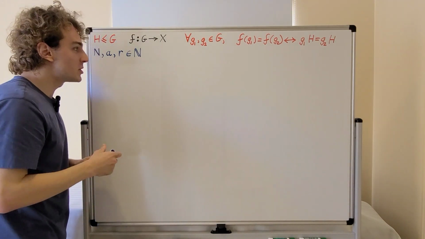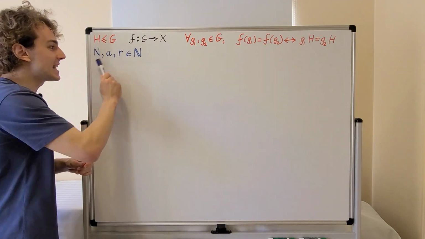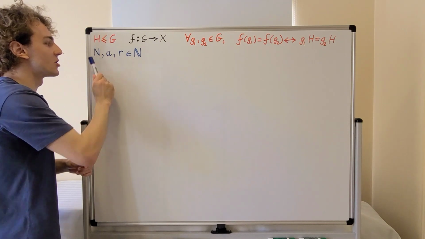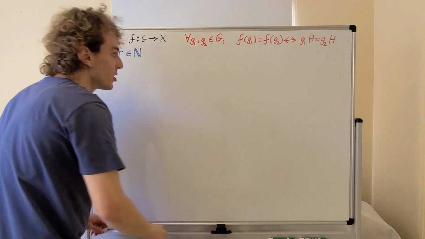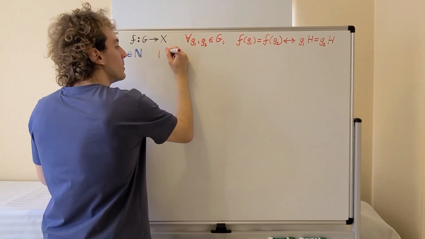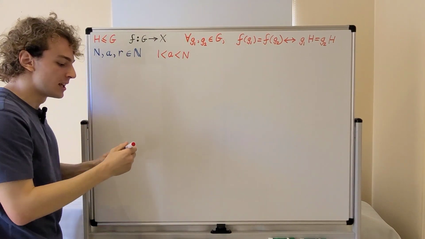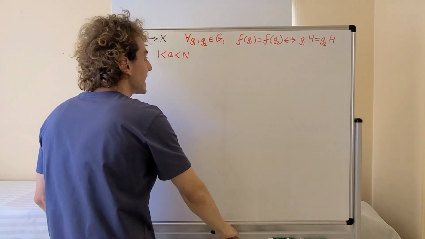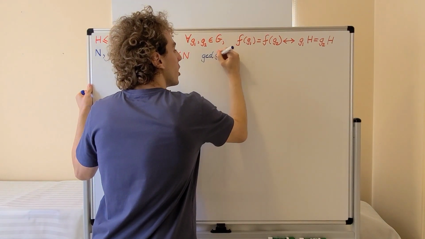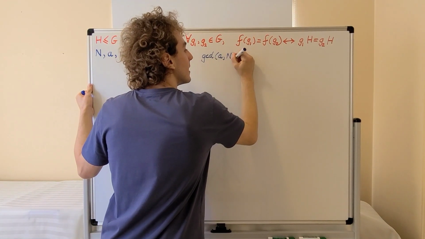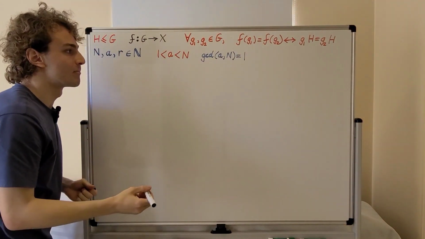Now, let's impose some conditions on a. So n is the input. We're trying to find the prime factorization of n. And then we're going to choose a value of a. And that value of a has to be between 1 and n. That's the first condition that we're going to impose. The second condition is that the greatest common divisor of a and n is equal to 1. That means that a and n are co-prime.